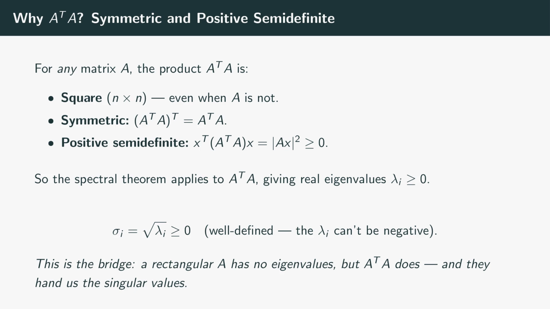Those last two facts are exactly the hypotheses of the spectral theorem from last episode. So A transpose A has real, non-negative eigenvalues and perpendicular eigenvectors. Because the eigenvalues cannot be negative, their square roots are real, and those square roots are the singular values. This is the bridge across the gap. A rectangular matrix has no eigenvalues, but A transpose A does, and they quietly deliver everything the SVD needs.